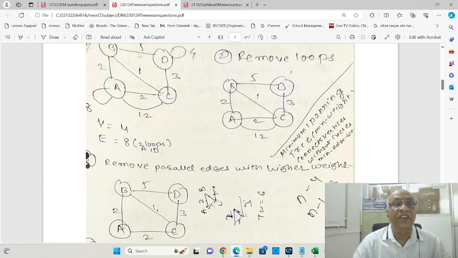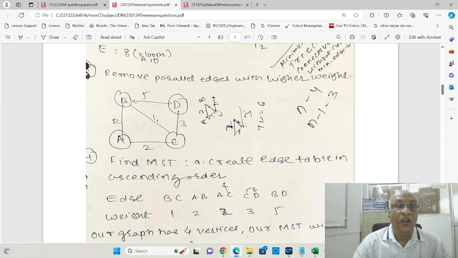As you can see in this graph, nodes A and C have parallel edges. The weights are 2 and 12. So, what is the step telling us? The step is telling us to remove the parallel edge with higher weight. 12 is the edge with higher weight, so we will be removing this 12. Now the new graph will be like this, where you don't have loops and you don't have parallel edges.